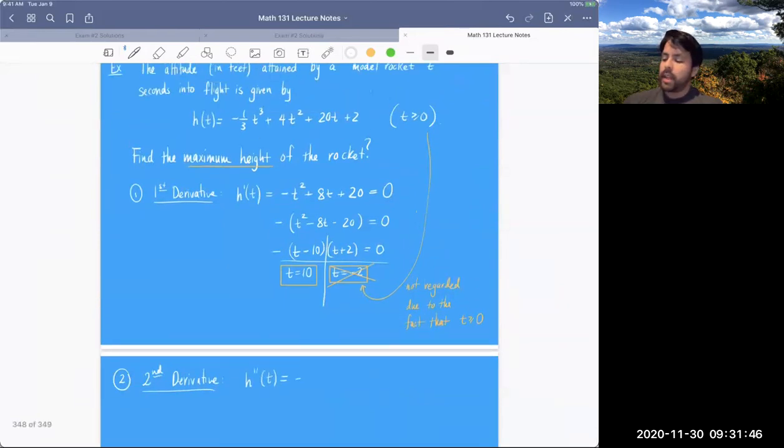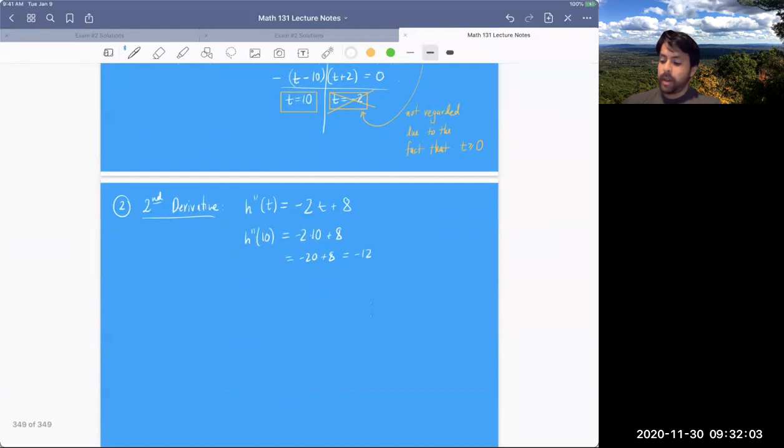And we can write this as negative 2t plus 8. It's a linear function, and we plug in 10. It's very simple. So I got negative 2 times 10 plus 8. This is negative 20 plus 8, which is negative 12. What's the idea here? The second derivative is negative, which means that it's what?